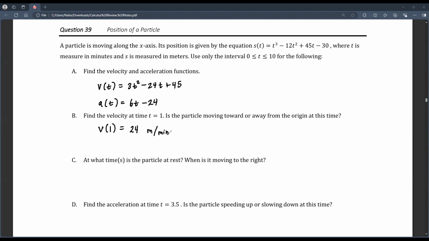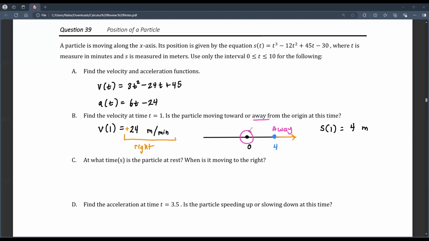But is the particle moving toward or away from the origin at this time? To answer this question, we will need to know the location, or the position, of the particle at t equals 1. When we plug 1 into the position function, we find that the position is 4 meters, which lies to the right of the origin. And since the velocity at this time has a positive value, we know that the particle is moving to the right, which means the particle is moving away from the origin.